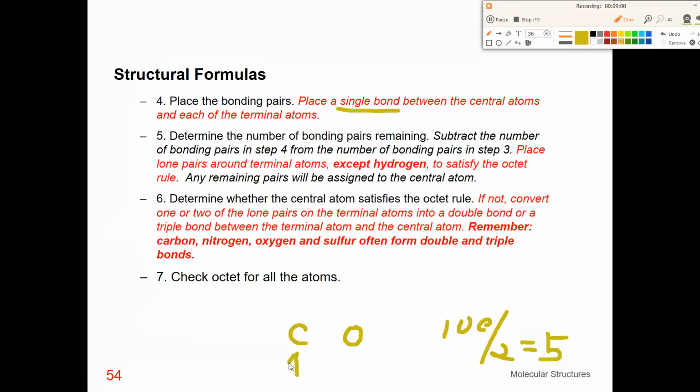The next step, put a single bond between the central atom and terminal. In this case, carbon is central. You just put a single bond between carbon and oxygen.